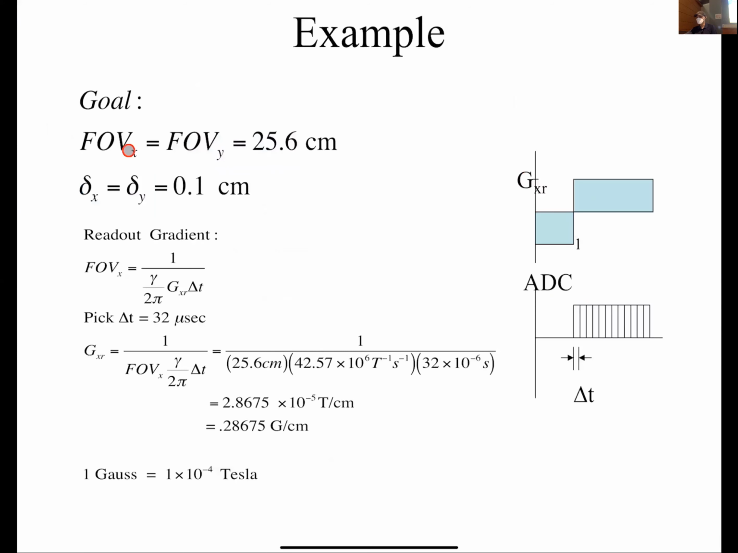Let's say I give you the FOV in the x and y direction is 25.6 centimeters, and delta kx equals delta ky equals 0.1 centimeters. The first thing you should do whenever you look at a problem like this is calculate, what's my matrix size? How many voxels am I going to have in the x, y direction? Because that's something good to keep in mind.